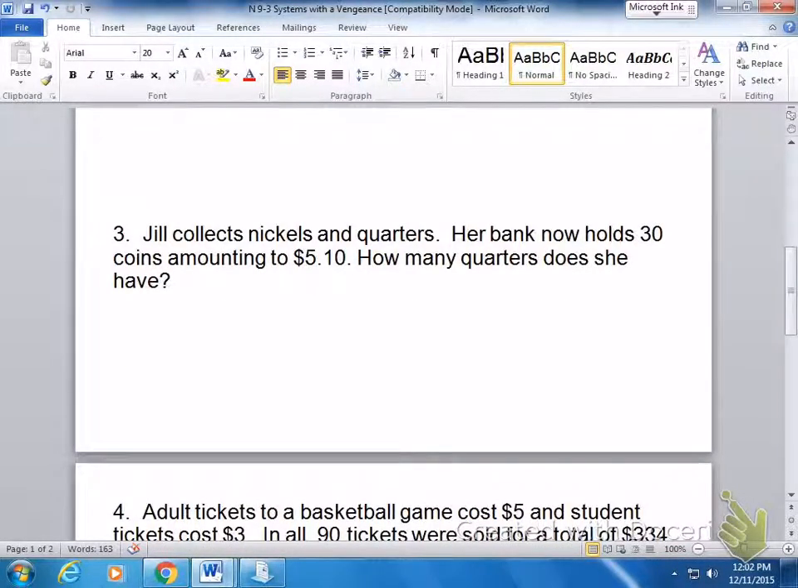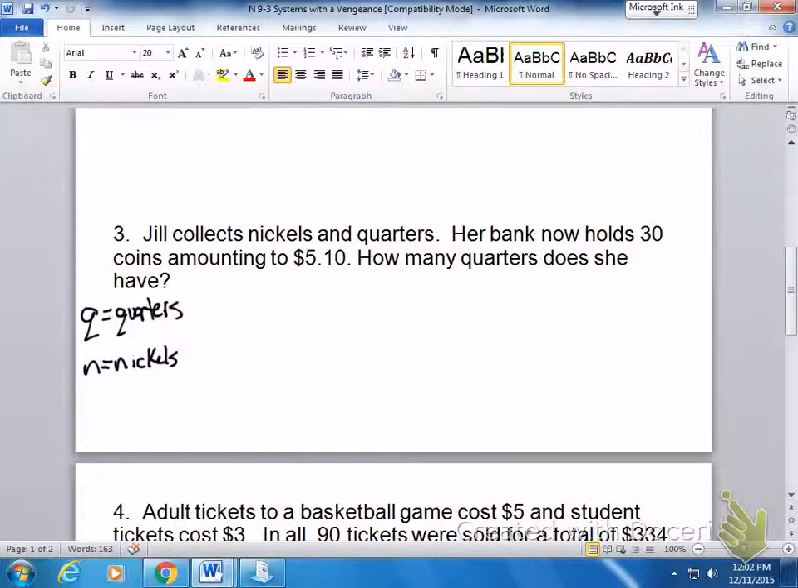Now this is exactly the same question we did yesterday, except for now we're talking about quarters, and we have different totals. It says Jill collects nickels and quarters. So my 2 subjects are nickels and quarters. I'm going to say Q is quarters and N is nickels.